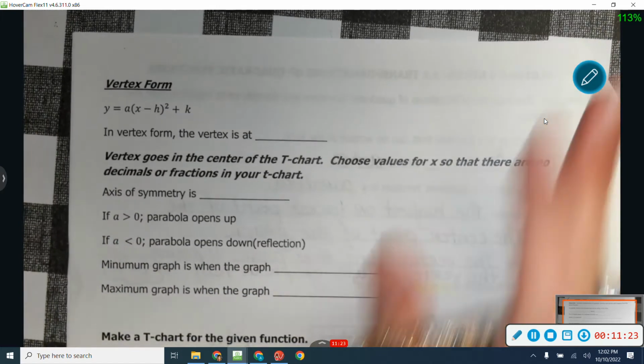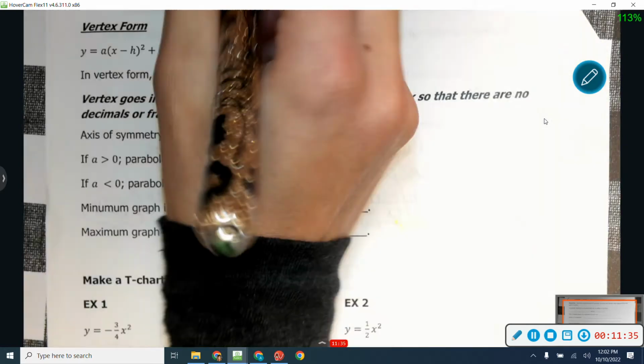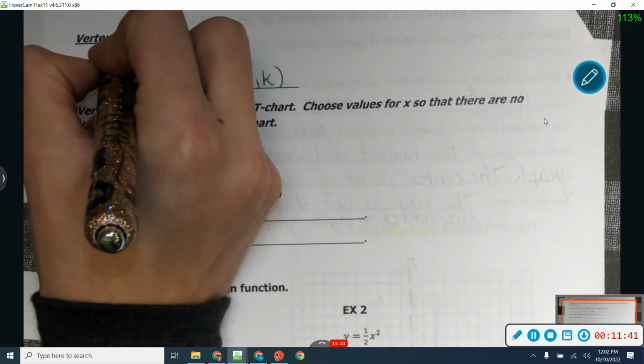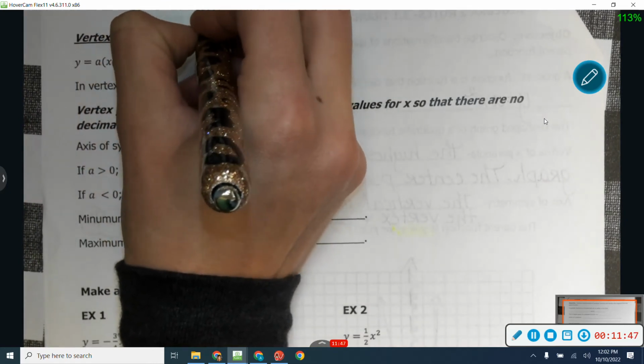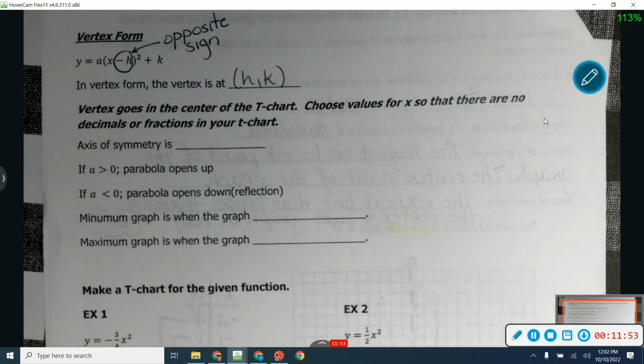Now vertex form. Vertex form for a quadratic is very similar to vertex form for absolute value. The only difference is you have parentheses squared instead of absolute value bars. If you remember, your vertex is at (h, k). Whatever is happening inside your parentheses, remember that I used to say that x is a liar and that's your opposite sign. So you take the opposite sign of whatever your problem tells you, and that's the x value of your vertex. Your k is as is. So if it's negative 50, the y value of your vertex is negative 50. If it's plus 5, the y value is plus 5.